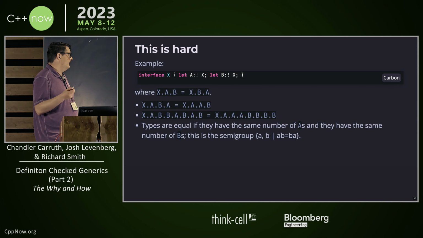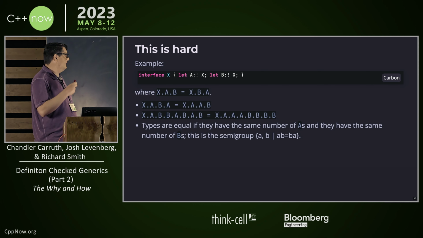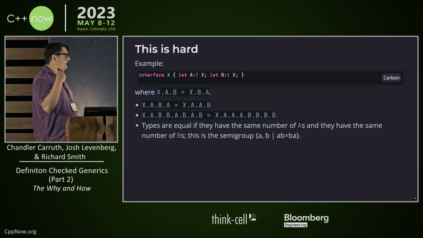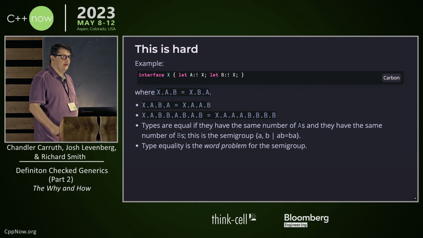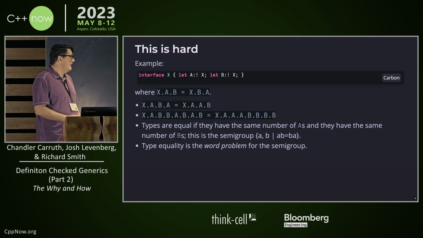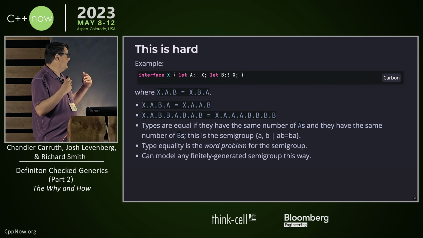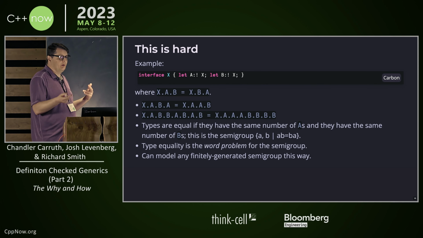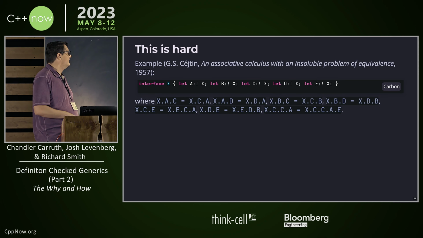And types are going to be equal then if they have the same number of A's and the same number of B's. And this setup with types exactly models a particular semigroup which has two generators, A and B, and this relation AB equals BA. And then type equality is the word problem for that semigroup. And any finitely generated semigroup can be modeled in this way by turning it into associated types with relations between them. Okay, so let's look at a more interesting semigroup.